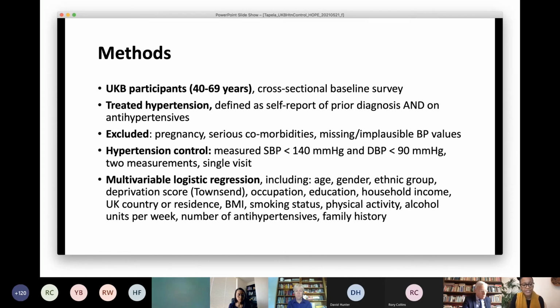Our primary outcome was hypertension control, which we defined as systolic blood pressure less than 140 and diastolic less than 90, in keeping with the traditional dichotomous threshold that Rory has mentioned. The measurement of blood pressure in the UKB baseline survey involved 2 measurements in a single visit. This treatment target threshold is consistent with the NICE 2006 guidelines, which were operational at the time of enrollment. In terms of analysis, we conducted descriptive analyses as well as multivariable logistic regression, adjusting for a variety of socio-demographic as well as clinical characteristics.